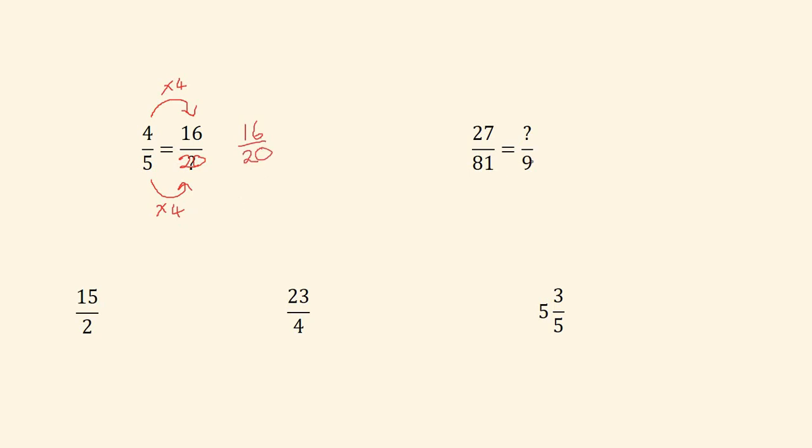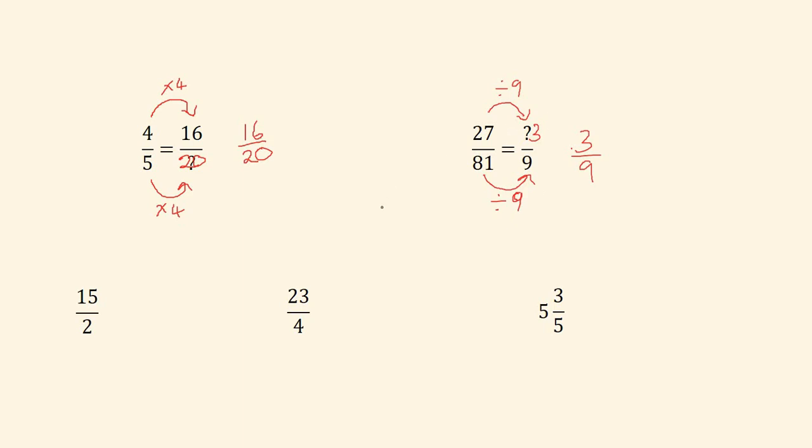So the answer would be 16/20. Okay. On this one, we're going in the opposite direction this time. So this time we've got to work out how do I get from 81 down to 9, and the answer is we're going to divide by 9. So 81 divided by 9 gives us 9. So I've got to do the same to the numerator. So 27 divided by 9 gives me 3, which means the answer for this one is 3/9.